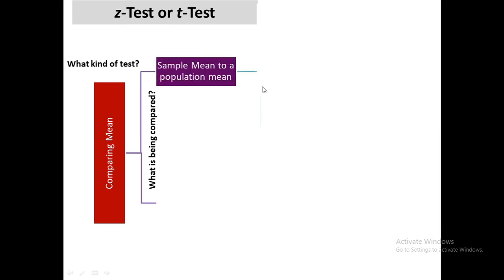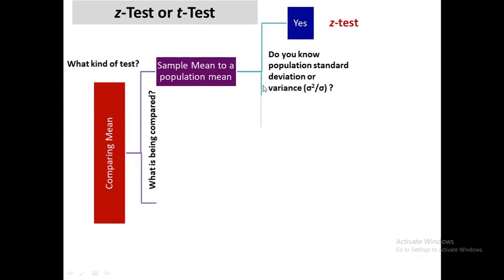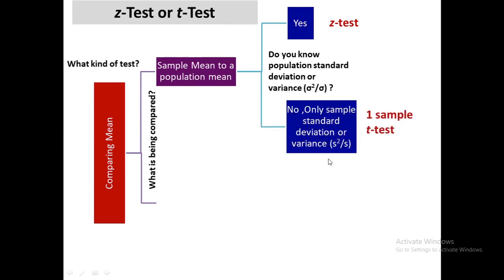Now we will see how to decide between Z test and T test. First of all, we must ask the question what kind of test we want to perform. And if our answer is we want to compare the mean, it means we are going to perform Z test or T test. Now we will ask the next question, what is being compared? Is it a sample mean to a population mean? Then again ask, do we know population standard deviation or variance? If the answer is yes, go for Z-test. If the answer is no, only sample standard deviation or variance is known, then go for one sample t-test.